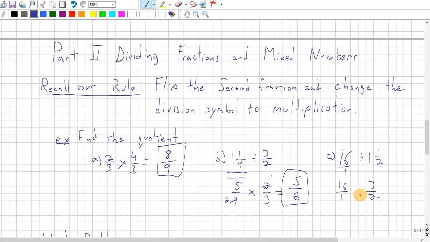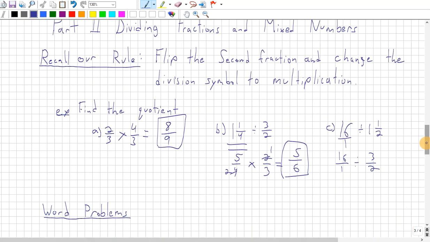I haven't flipped anything, so it's still a division question. Now I'm going to flip that second fraction. So it's going to be 2/3. I flipped it. The first fraction remains the same. I change that division to a multiplication. There's nothing in this case that I can cancel. So it just is what it is. So 16 times 2 is 32. Over 1 times 3 is 3.